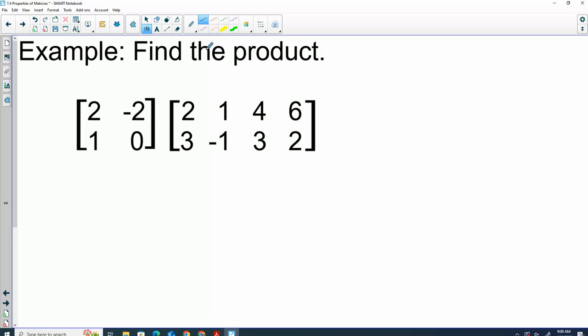First step is making sure that we can multiply them. And to do that, you have to check your size. What's the size of the first one? And the second one? So, my inside numbers are the same, so we can multiply them. How big is my answer going to be? 2 by 4.